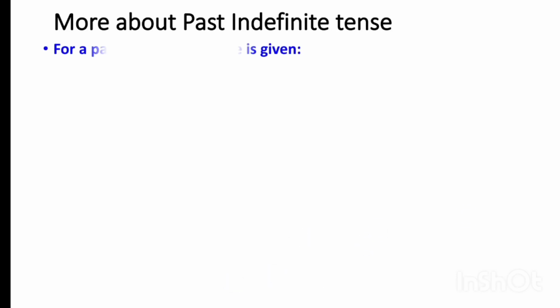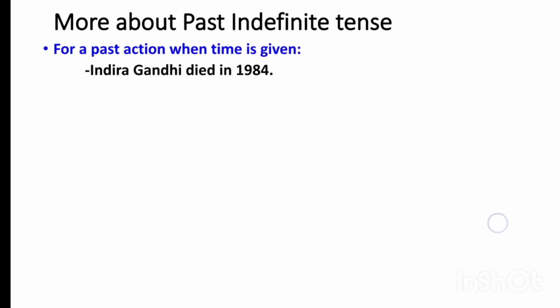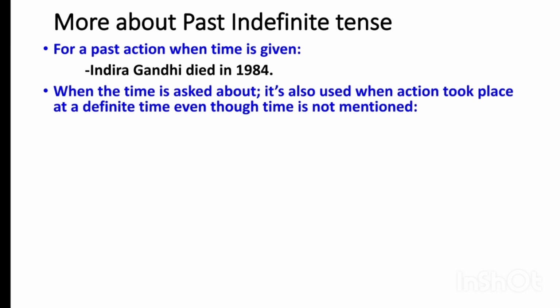So move ahead. More about past indefinite tense, it is very necessary that you have to learn for a past action when time is given. If time is given, we always use past indefinite tense. Indira Gandhi died in 1984. If we have mentioned the time here 1984, we cannot use present perfect, फिर present perfect use नहीं होगा. अगर आप इसमें has have use करेंगे, the sentence will be grammatically incorrect.